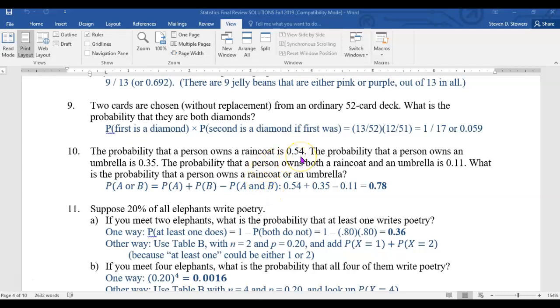We are told what all of those probabilities are. The probability of owning a raincoat is 0.54. The probability of owning an umbrella is 0.35. The probability of owning a raincoat and an umbrella is 0.11. So we just have to put those numbers into the rule and calculate: 0.54 plus 0.35 minus 0.11 equals 0.78.